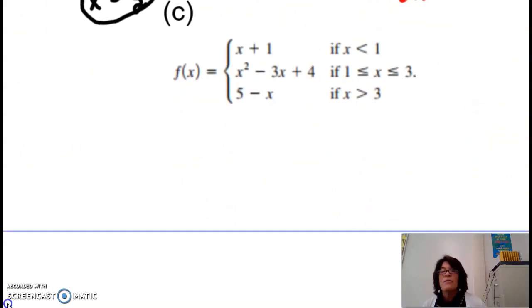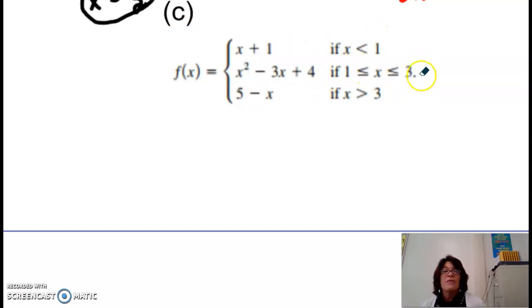And the last one is a piecewise function. Notice the domain goes less than 1, from 1 to 3, and bigger than 3. So this is defined everywhere. We just want to see what's happening at 1. I want to make sure the limits are the same. If I put 1 in here, I get 2. If I put 1 in here, I get 1 minus 3, that's -2, plus 4, that's 2. Great. So I'm fine at 1.